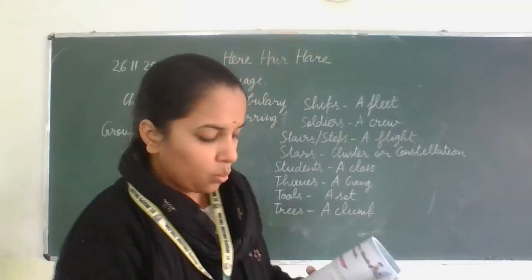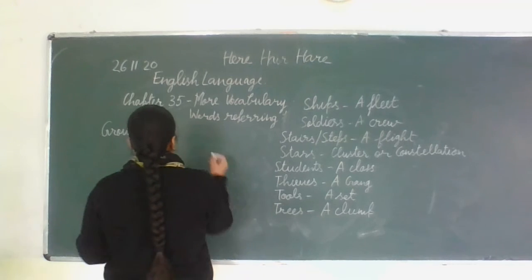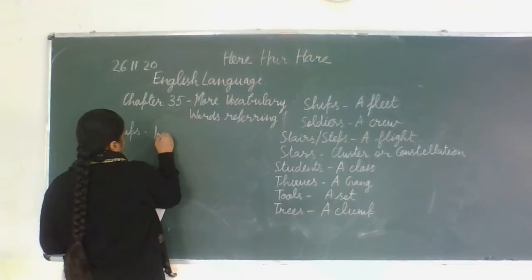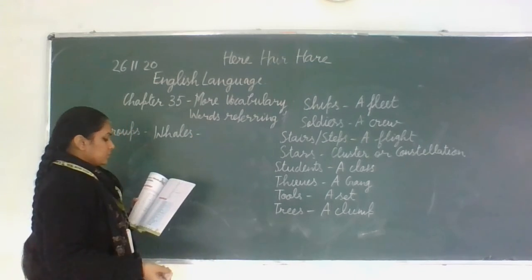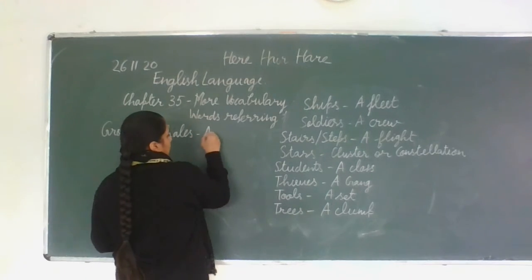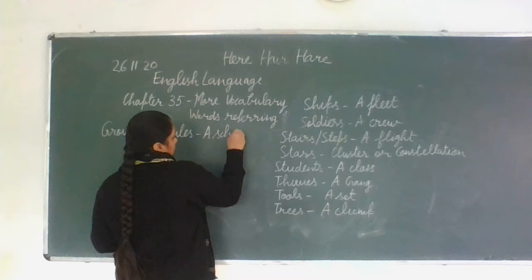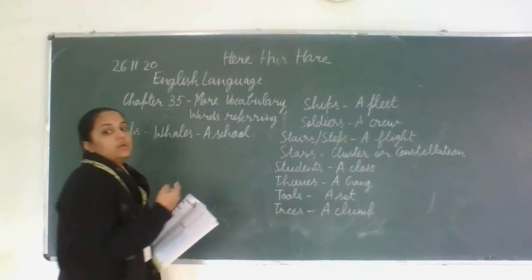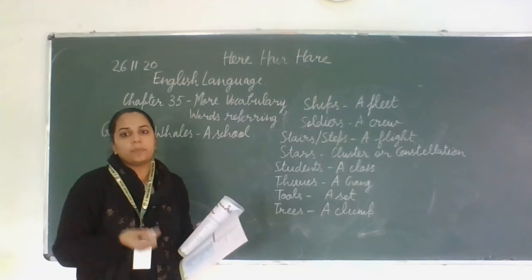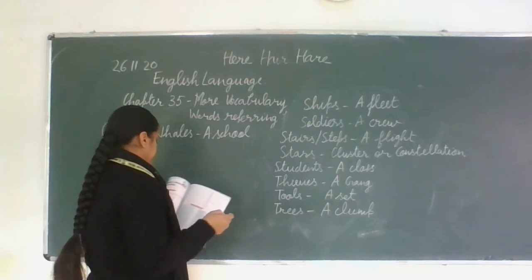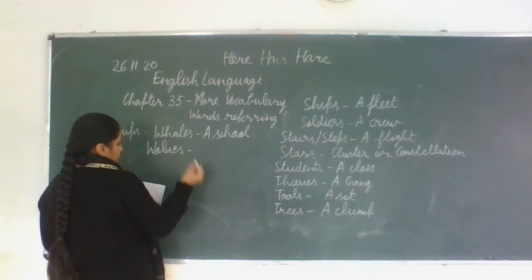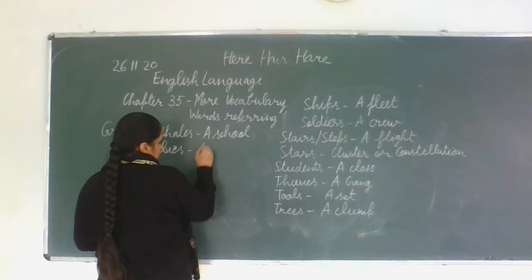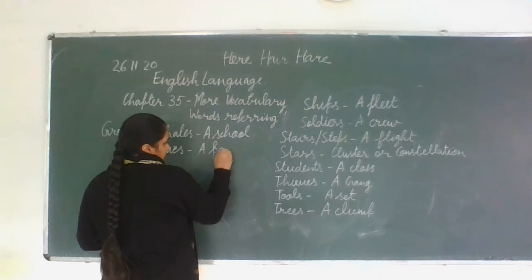Next is vase. A group of vase is known as a school. When a number of vase are together, we will not call it group, but we will call it school. Next, wolves. A group of wolves is known as a pack.